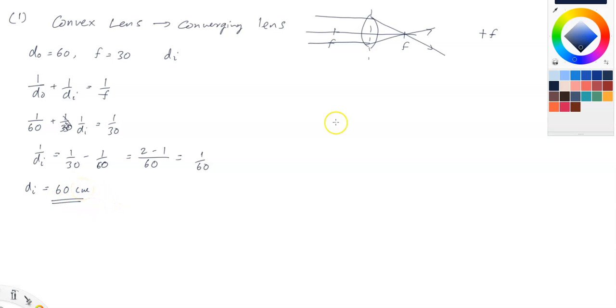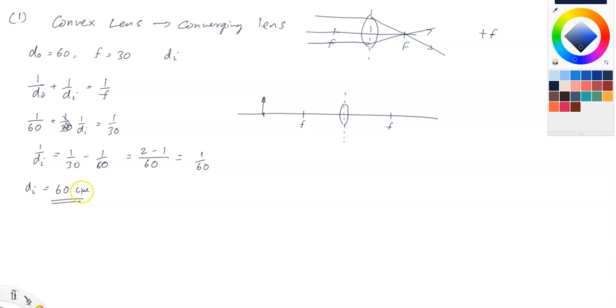Now let's see how to draw this diagram. Principal axis. We mark where the lens is and then just put a small convex lens like this. F and F. F is 30. This object is actually on point C, right? Curvature point. 60 centimeters is twice the focal length. So here's the object. And we found out that DI is also 60 centimeters.